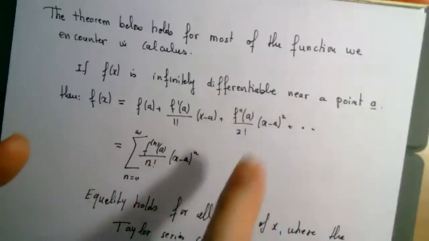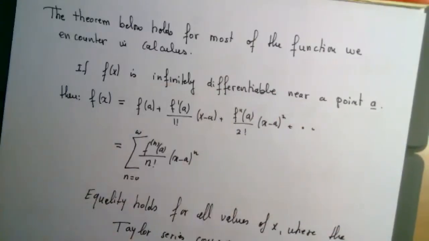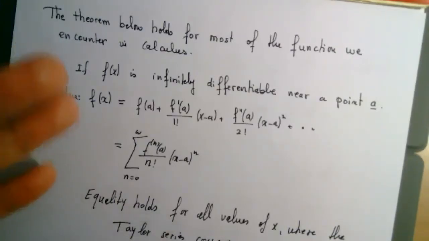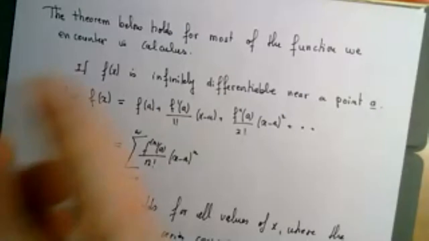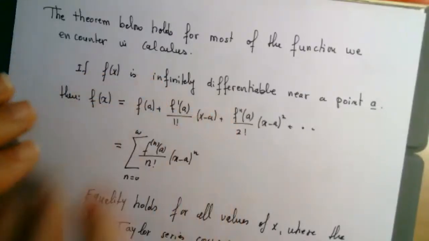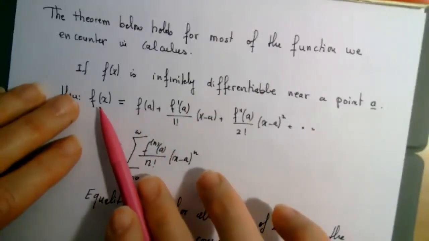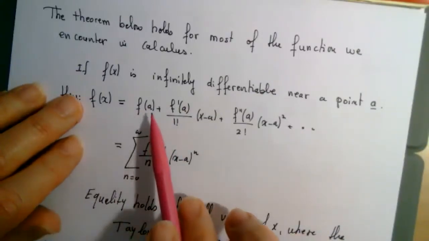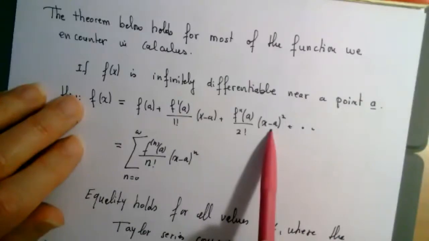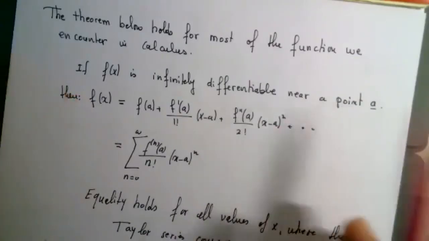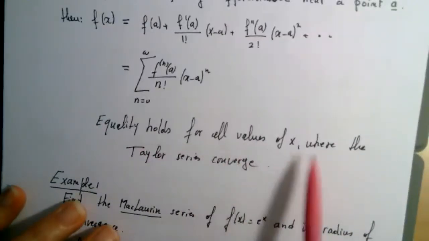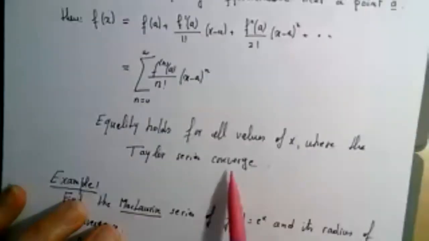It means the value of the function near a point a. What does infinitely differentiable mean? It means the first derivative exists, the second derivative exists, the third derivative exists, the 100th derivative exists. If you have a function that has all these properties, then this function is actually equal to its Taylor series at a. And the equality holds for all values of x where the Taylor series converges.